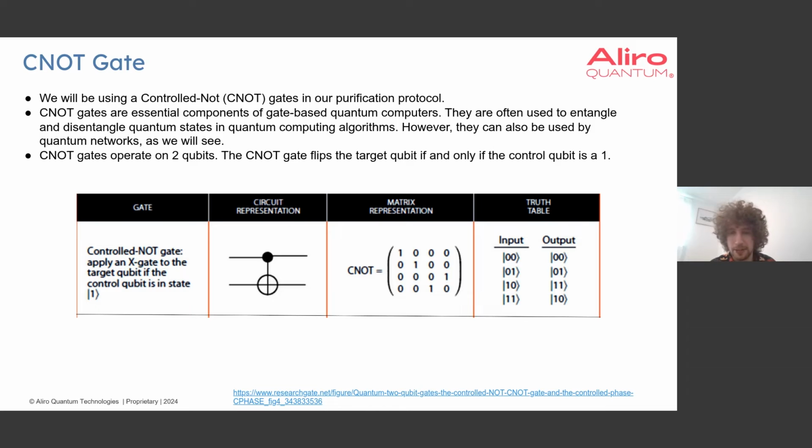CNOT gates operate on 2 qubits. The CNOT gate flips the target qubit if and only if the control qubit is a 1. The graphic below shows a few different representations of CNOT gates. It's important to note when it comes to optical components, so that is using photonic qubits and photonic systems, our CNOT gate will be probabilistic.